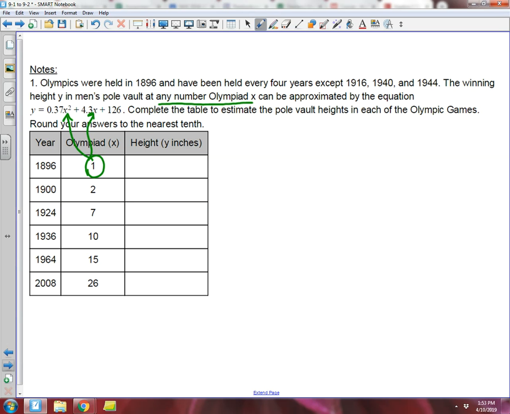So type in your quadratic equation, turn it into a table, and you're going to write your heights down. Now, folks, I would like for you to round to the nearest tenth. How many decimal places is a tenth? 1. So that means you're going to look at the second decimal place, and that's going to tell you if you're going to round up or down. So I'm going to give you just a minute or two and fill in this chart for me, please.